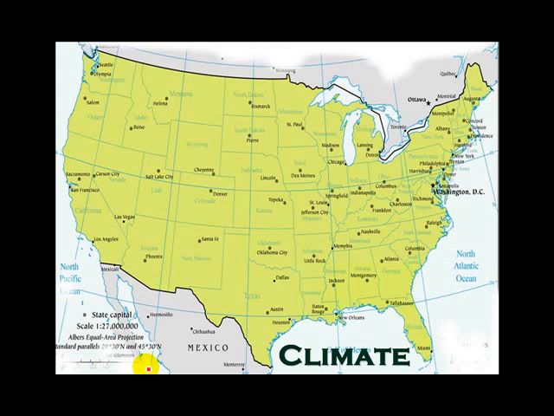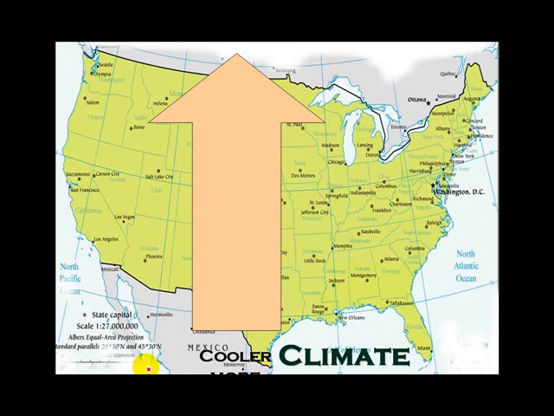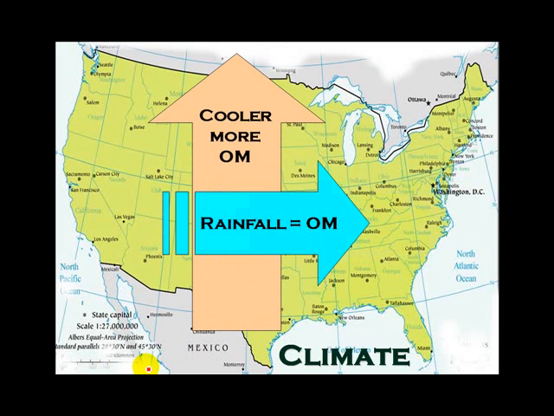So here's another representation of these points. As we move from south to north, it's cooler, and we're going to build more organic matter. As we move from left to right across the country, we have more rainfall, which is going to mean more organic matter. And if you look at satellite photos from Google Earth, you'll see it's much greener in the northeast than it is in the southwest. And that's part of the reason why: the rate of organic matter decomposition.